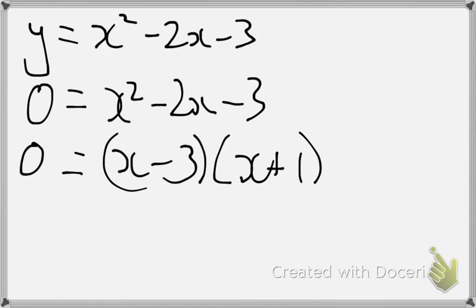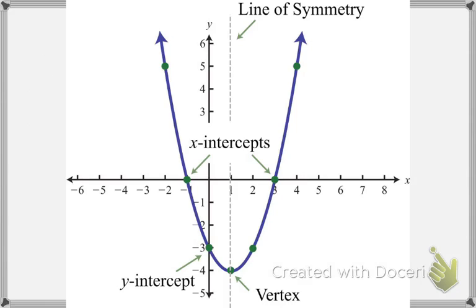If I solve this, I get 2 values for x. X equals 3 here makes it 0, and x equals minus 1 here makes it 0. So my 2 answers are x equals negative 1 or 3. And if you look back at the parabola, you can see that there are indeed 2 answers, one at negative 1 and one at 3.